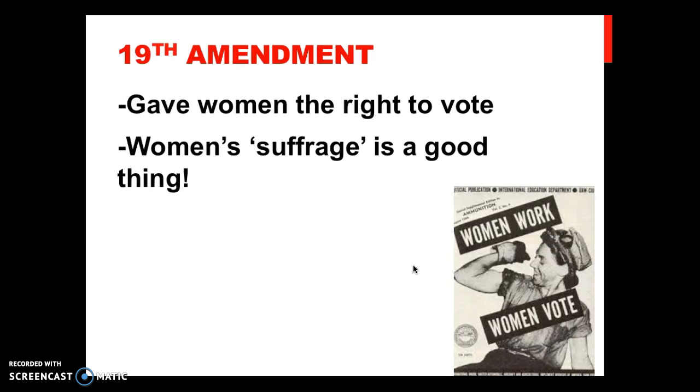19th Amendment, this one's important. This gave women the right to vote. Prior to that, it was often left up to the states, and women were often left out of the vote. We call this women's suffrage, and in this sense, that spelling of suffrage is a good thing. So, yay, women's suffrage.